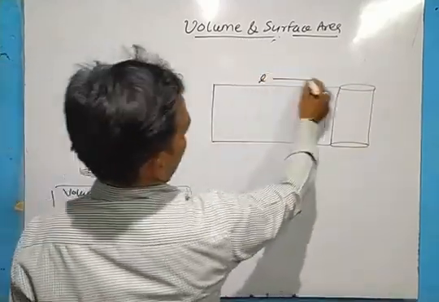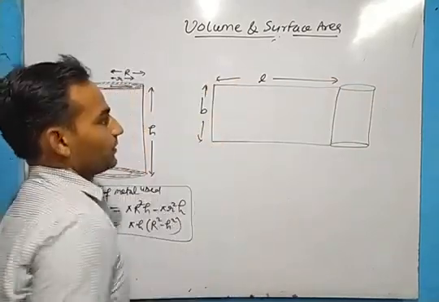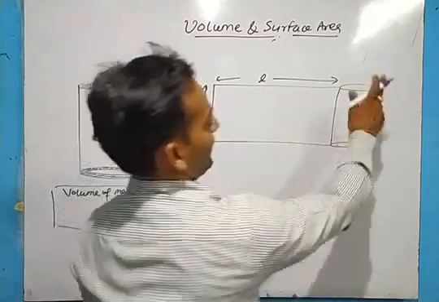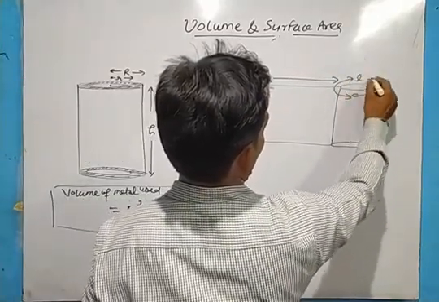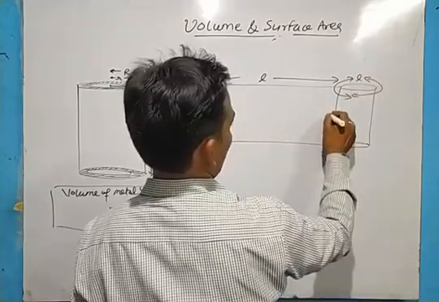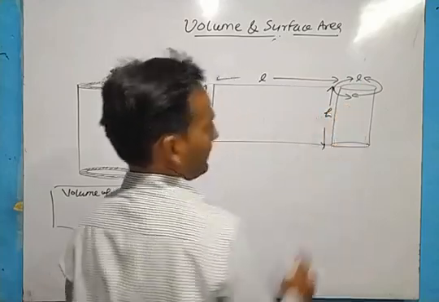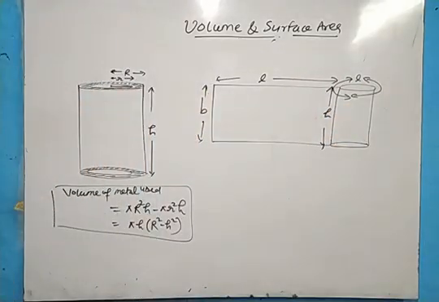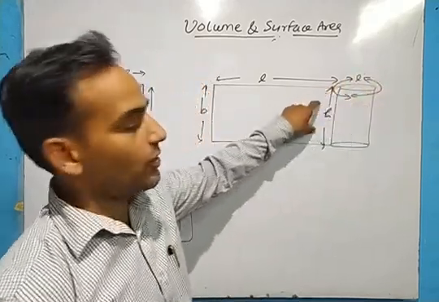If this is length and this is breadth, see, length has been converted into circumference. Now this is length, and breadth is actually the height. This is breadth, that can be taken as height. So the length is now the circumference and breadth is now height.